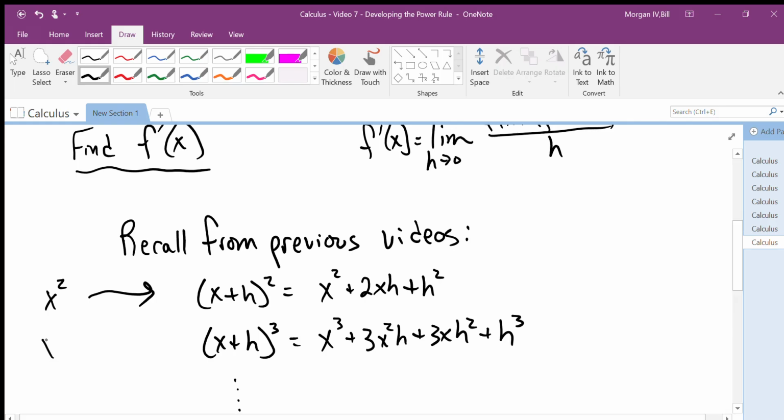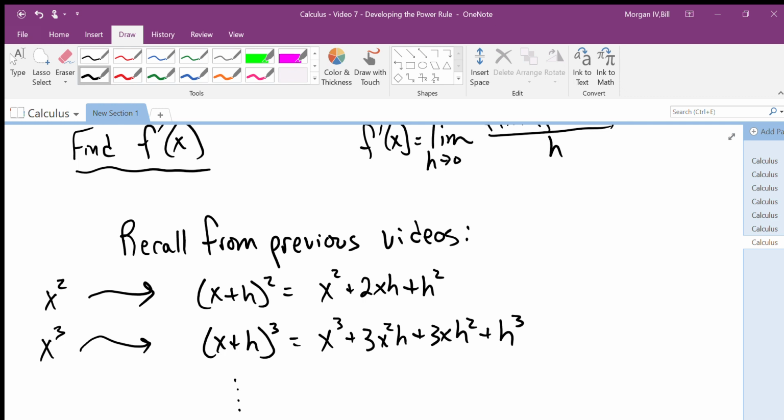And then when we had an x cubed, we had an example like that. I believe it was like negative x cubed or something. We plugged the x plus h into the x there, got x plus h cubed. We multiplied x plus h times x plus h times x plus h. I think we had a negative sign out front, but the point is we ended up with x cubed plus 3x squared h plus 3xh squared plus h cubed. We could continue this pattern, right? X plus h to the fourth, x plus h to the fifth.